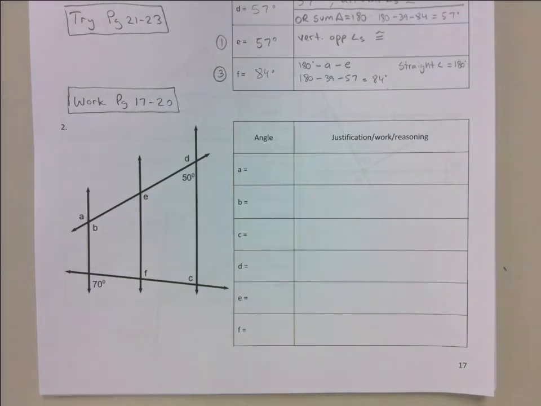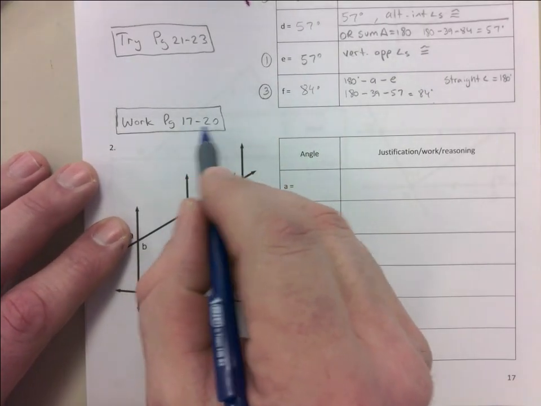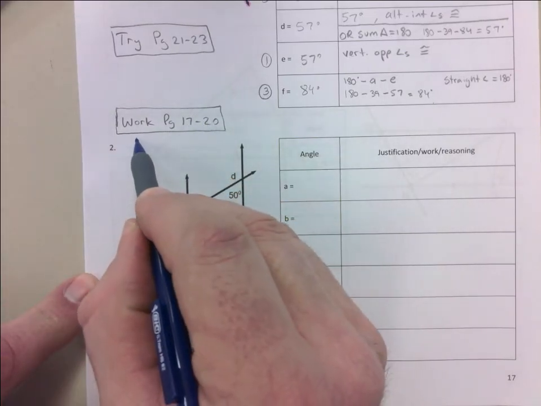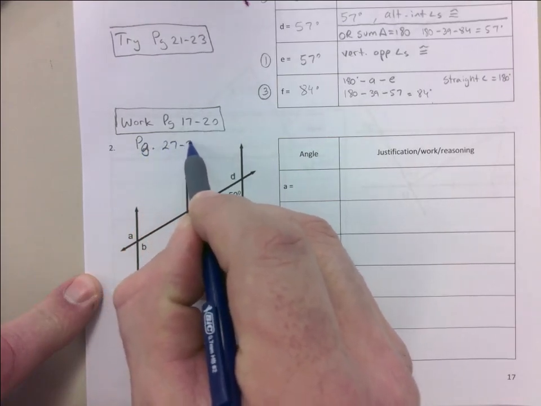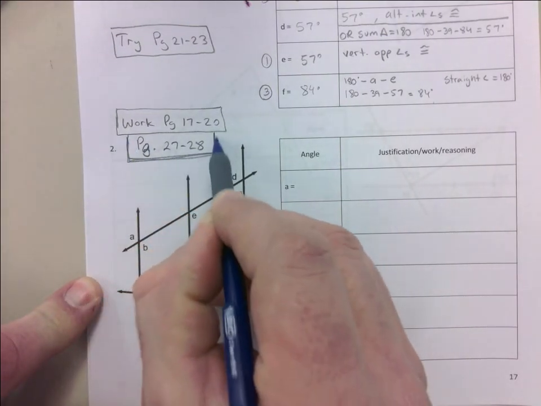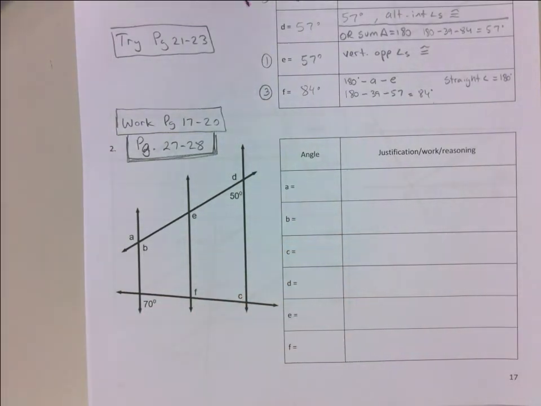While you do that, I will look for the answer key and I'll post that so you can check whether or not you're on the right track. I'm for sure wanting you to work from 17 to 20 and pages 27 to 28. More mystery angle stuff, okay?